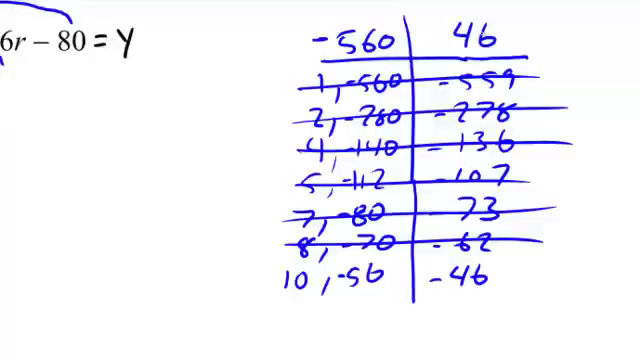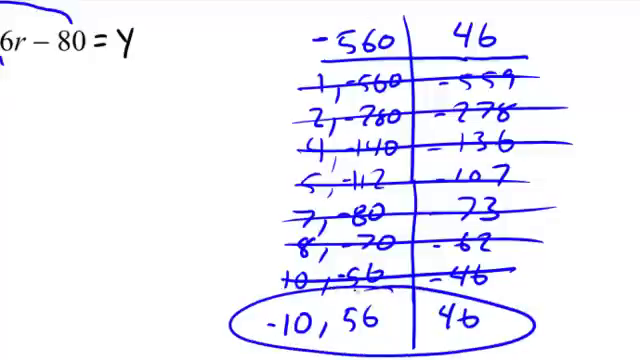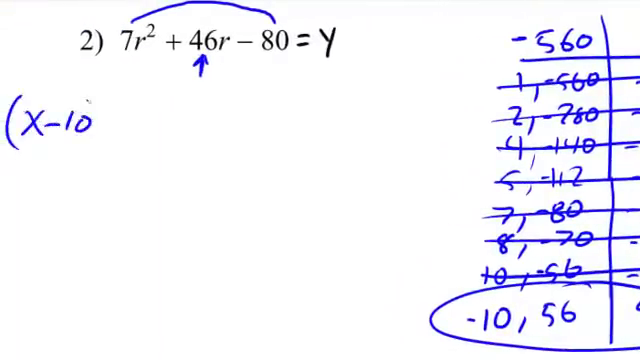So again, our signs are wrong, so we just switch our signs. So we're going to say negative 10 and positive 56. That gives me a positive 46 when I add them. Negative 10 and positive 56 is still negative 560, so that checks. There's my, that works right there. So I put my parentheses up, so I have parentheses x, it's a negative 10, and x is a positive 56.